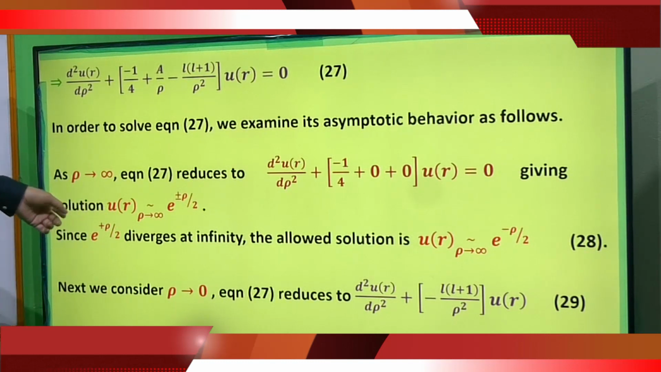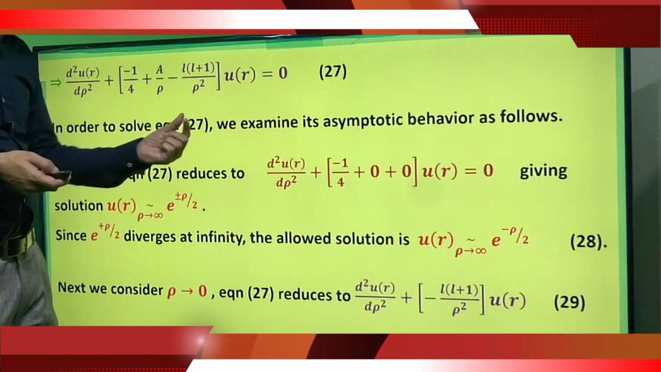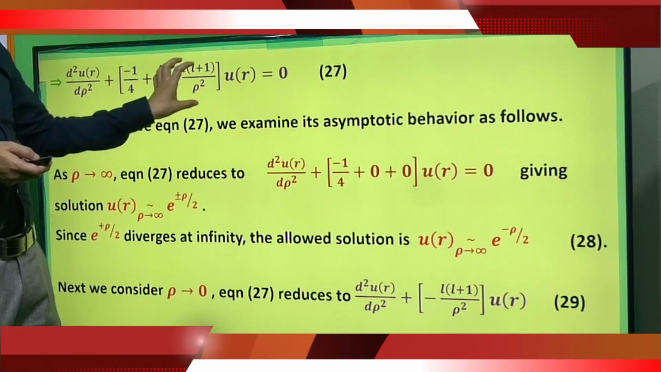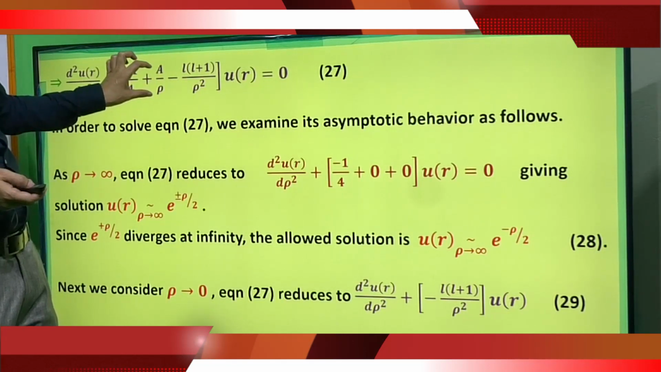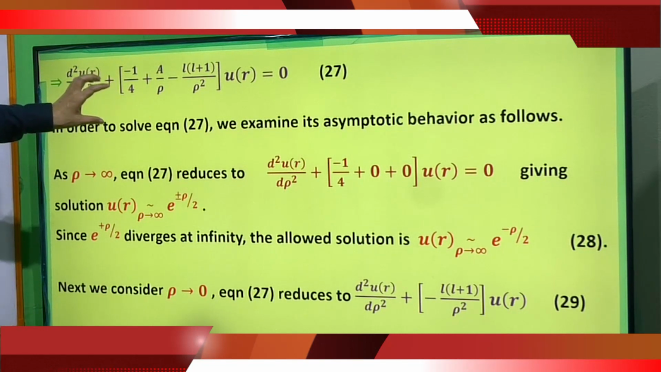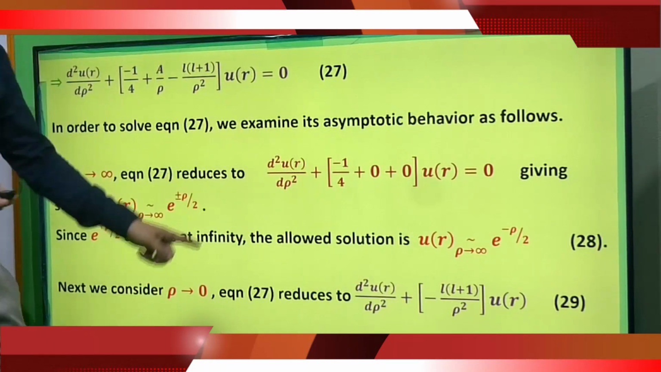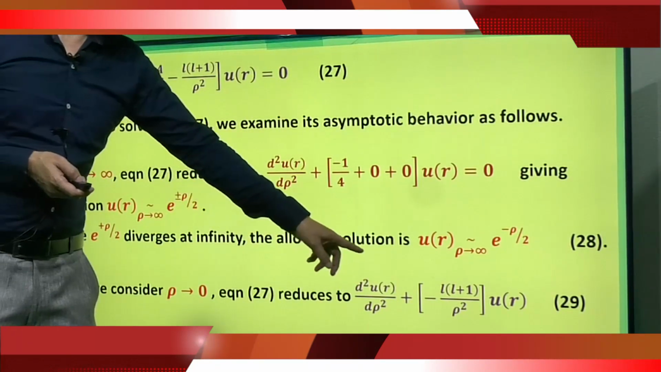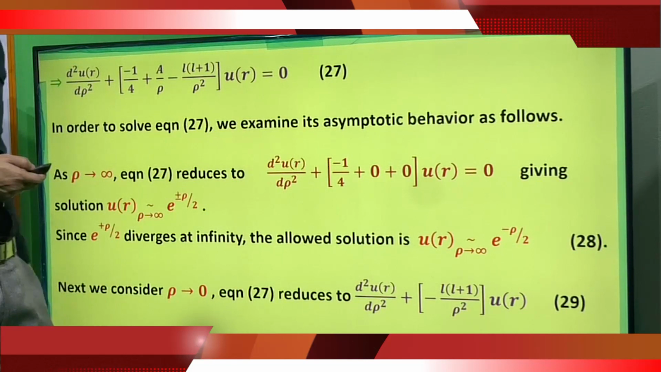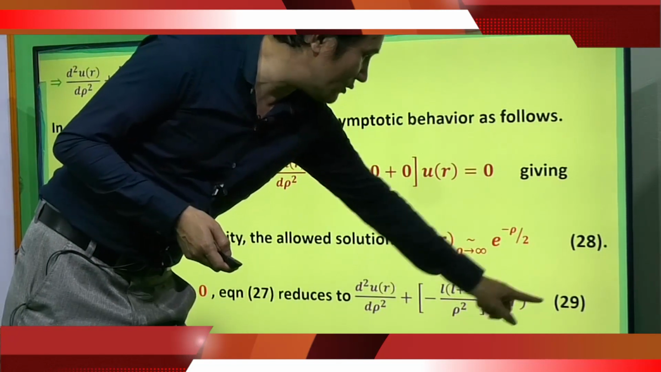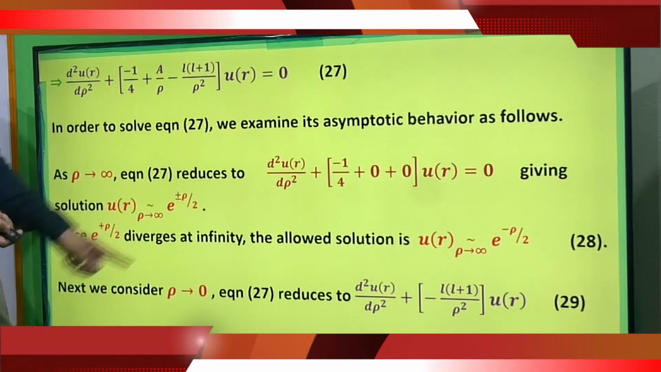Next we consider the case rho tends to 0. When rho tends to 0, we have something by 0, actually not 0 but very near to 0. So this term dominates, others will be very small. The minus 1 by 4 and A by rho will be very small. Only this term will be very large. So I am counting only this large one, that is d square u by d rho square minus L into L plus 1 by rho square times u(rho) is equal to 0. I missed it, there should be an equal to 0. Sorry for that mistake.